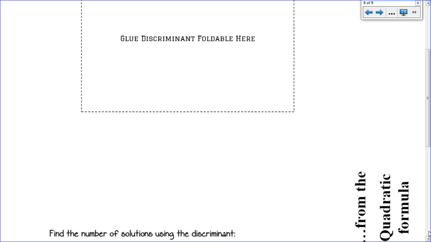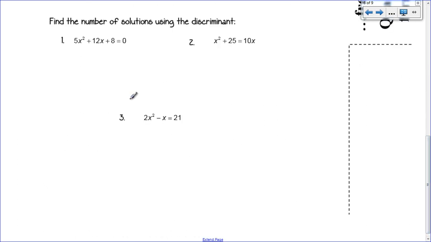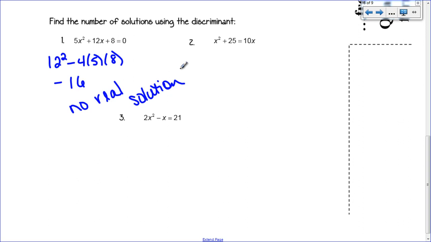So let's do a couple more just to be sure you get it. I want you to look at number 5. I want you to use the discriminant. Pause, come back, and check your answer. After you do it, hopefully you get that your discriminant is a negative number. It comes out to negative 16, which means I have no real solution. So again, this is one of those that never crosses the axis.